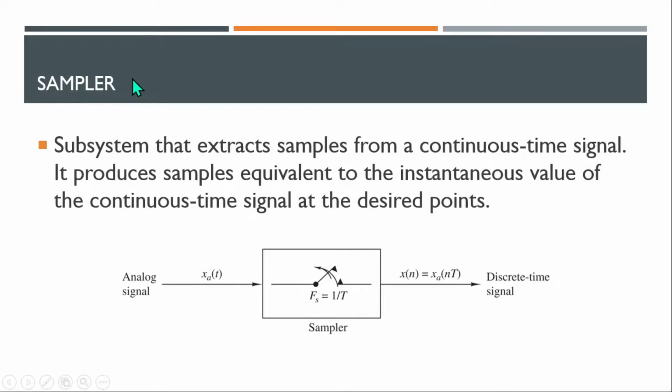The sampler can be represented by a single pole, single throw switch. The SPST switch is turned on and off periodically at a rate of f sub s. The input is a continuous time signal and the output is a discrete time signal. When the SPST switch is open, there is no output x of n. When the SPST switch is closed, the instantaneous value of the continuous time signal is equal to the output values of the discrete time signal.